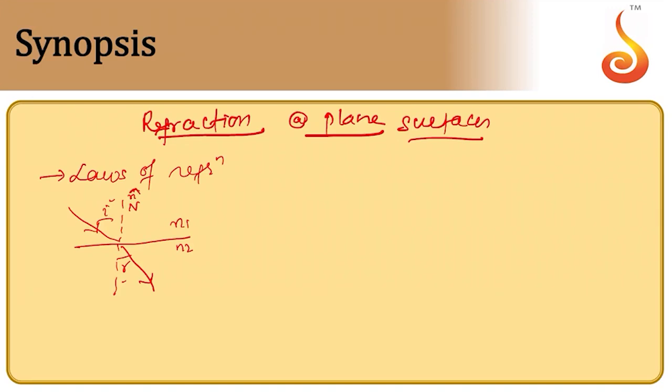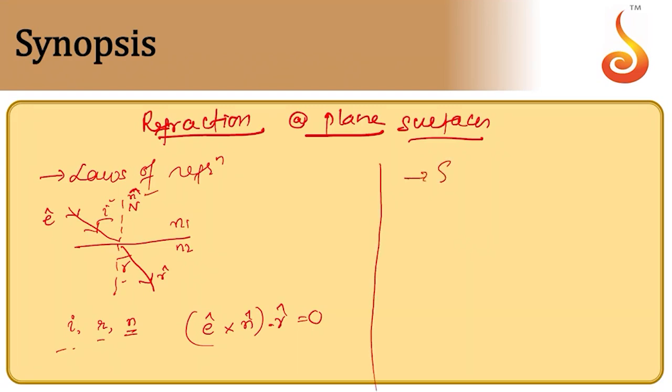Then first of all, the incident ray, the refracted ray and the normal all lie in the same plane. That's the basic idea. And the same thing can also be written in this form: (e cap cross n cap) dot r cap is equal to 0. What is that e cap? It is the unit vector along the direction of the incident ray. r cap is the unit vector along the direction of the refracted ray, and n cap is the unit vector along the direction of the normal drawn at that point.